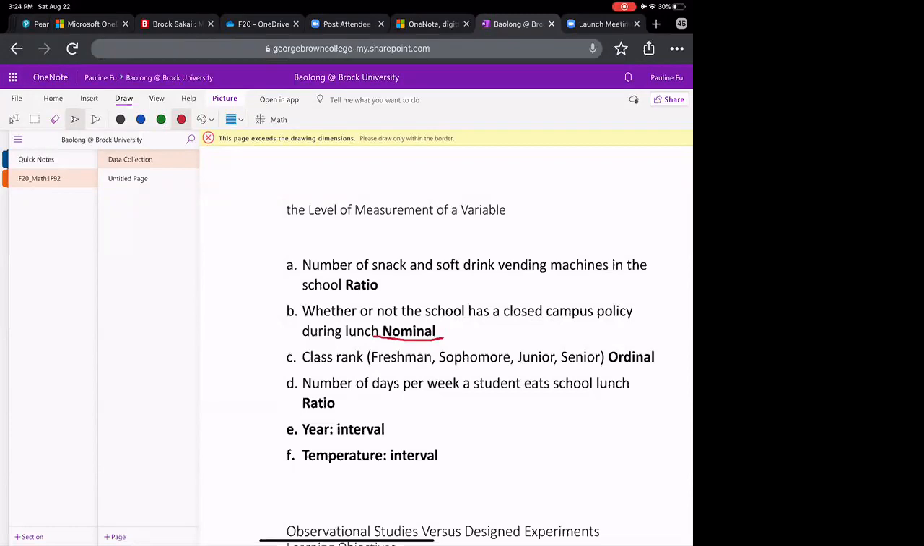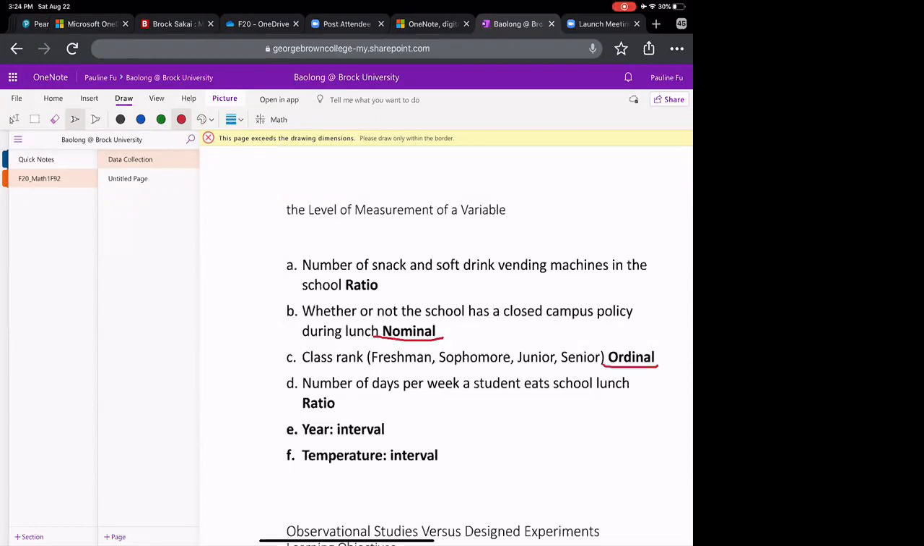Nominal data is just the name of an object. The value of the variable names, labels, and categorizes. For example, how do you come to the campus? By bus, by car, or on foot? So bus, car, foot, those are the means of transportation. It is nominal data.